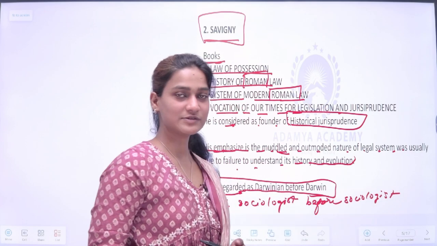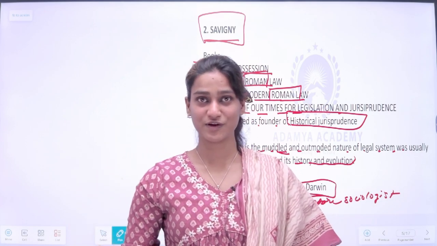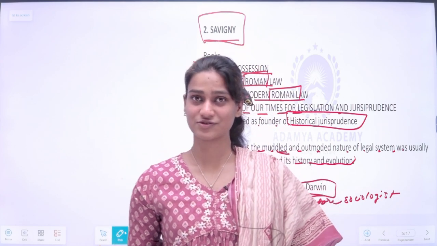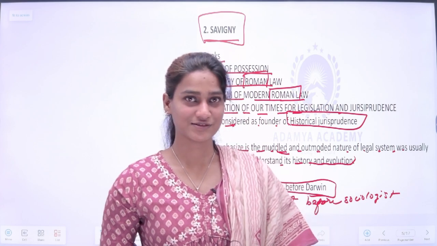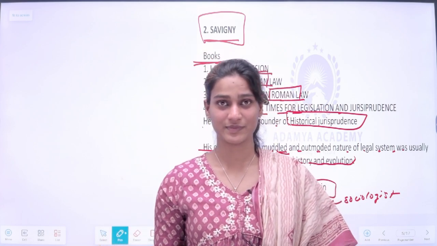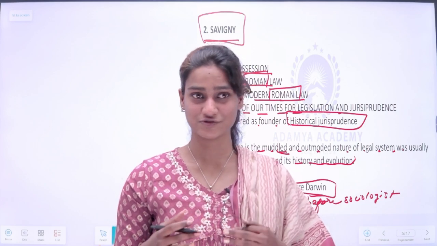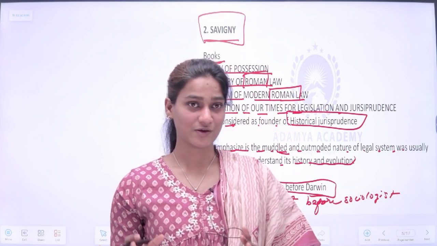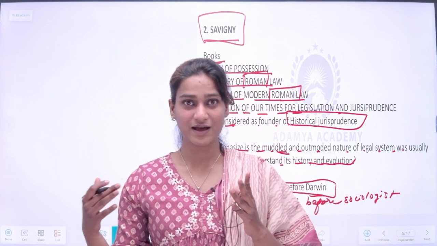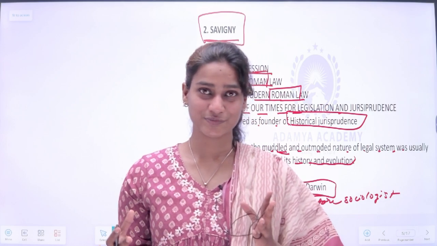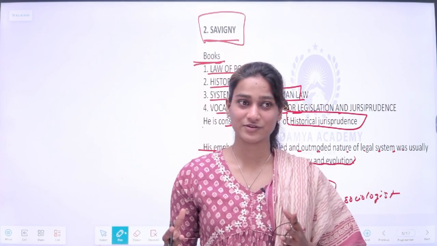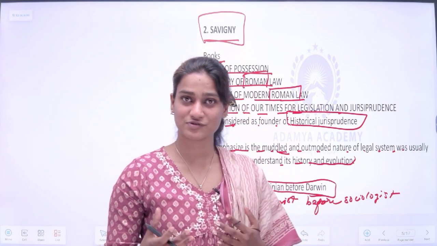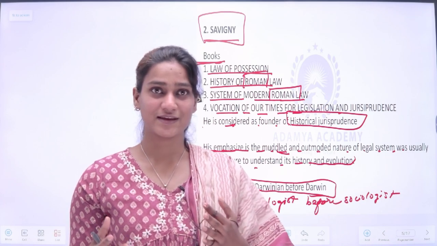So you might be thinking that we are studying historical school of jurisprudence, then how the word sociologist has come and why he is considered sociologist before sociologist? Answer to this question is very simple. He is considered sociologist before sociologist even if he was not a sociologist at all, because he gave the idea that law and society should be studied together in order to make a good law. So that is why he is called sociologist before sociologist, because of his very evolutive thinking.